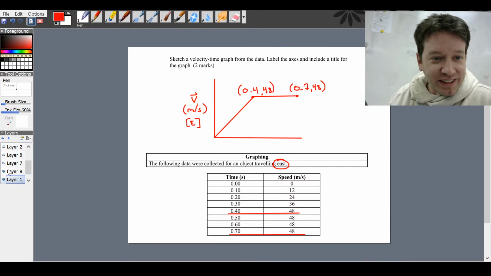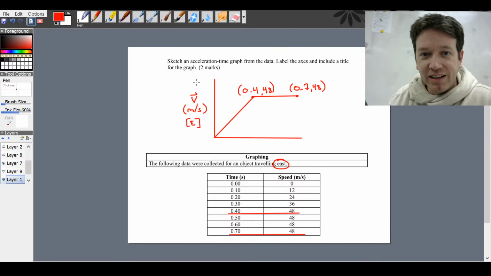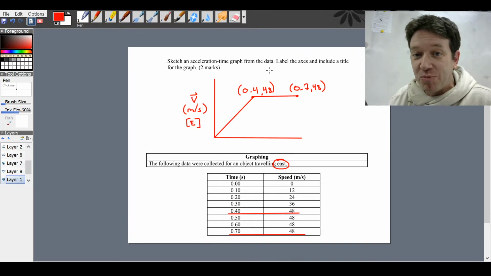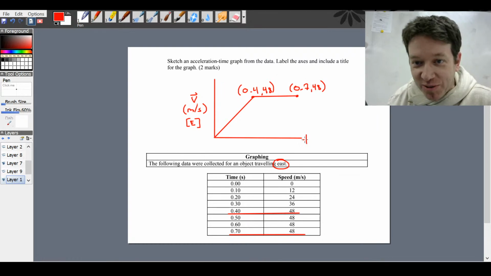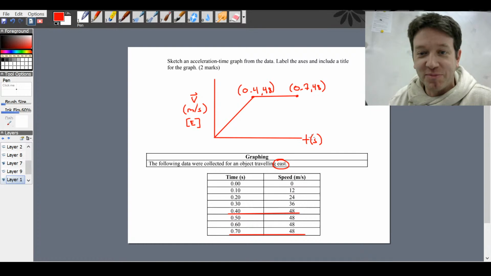And let's look at what the next question will be. Here it says sketch an acceleration time graph from the data. Again, label the axes. Oh, I forgot to label the axis. Time in seconds. I just lost marks on my own test. All right, label the axis and include a title. Before we can start doing that, we have to look at the slope. If you want to know the acceleration from a velocity time graph, you have to find the slope.